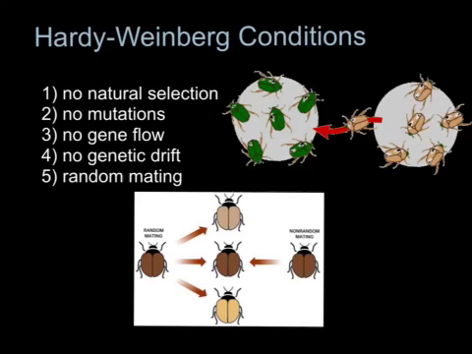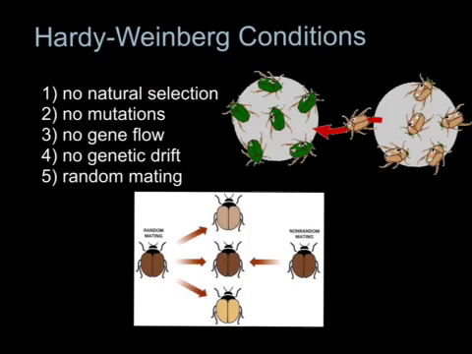No mutations, so there can't be any new traits in the population. No gene flow. A population can't have any outside species entering into the population, or one of the organisms in the species entering into another population. No genetic drift, and no random mating. So to be in Hardy-Weinberg, a species or population has to meet all of these conditions.